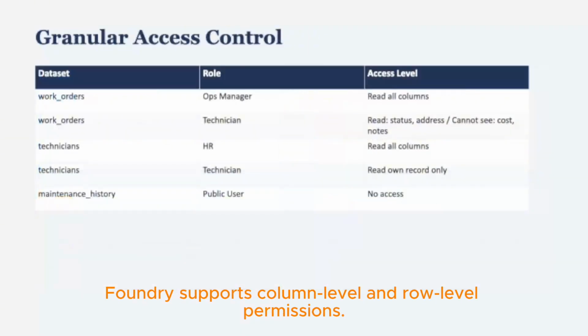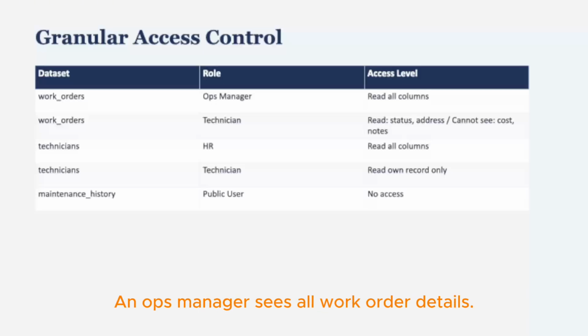Foundry supports column level and row level permissions. An ops manager sees all work order details. A technician sees only their assigned work orders and only the columns relevant to them. Locations, description, not sensitive info like customer notes or costs.